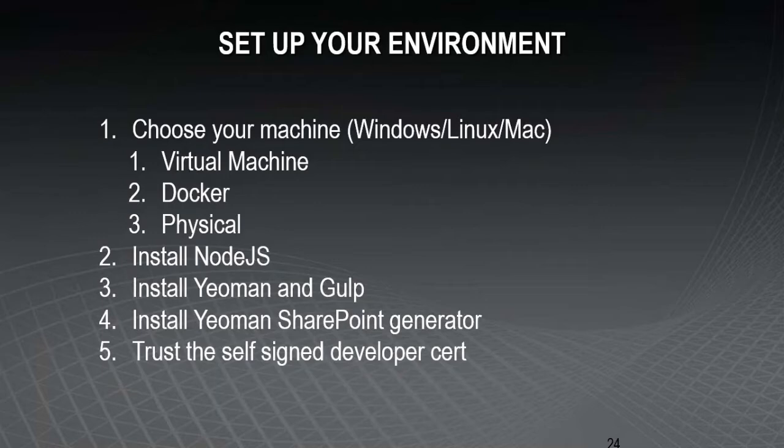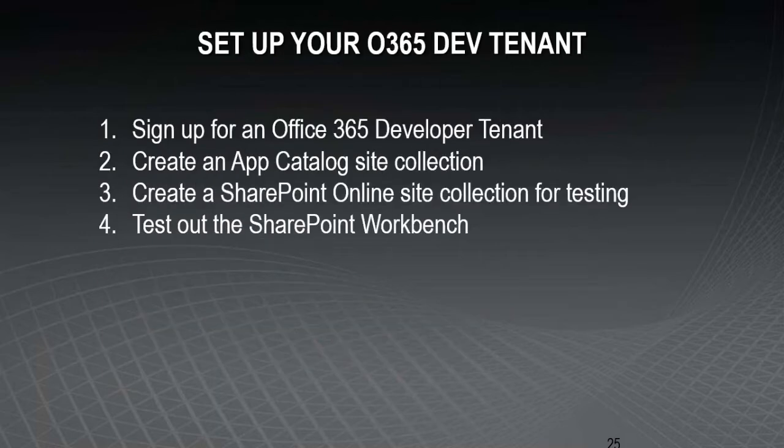So we're going to need Node.js, Yeoman, Gulp, and then the Yeoman SharePoint generator, which, for the .NET developers out there, is what's going to be used to generate the starter code for a SharePoint Web Framework web part. And one last step is make sure you self-sign. You have to trust the self-signed developer cert, because a lot of our testing uses HTTPS, and we need that self-signed developer cert to make that all work.